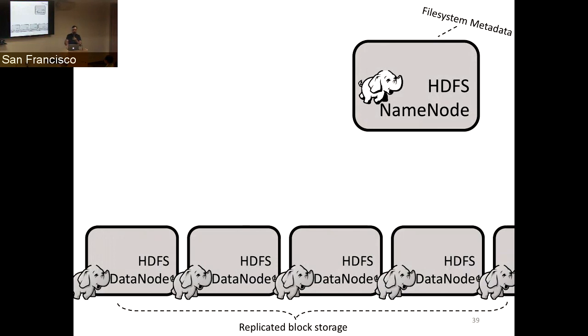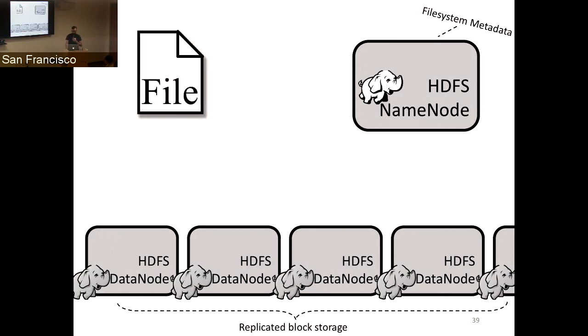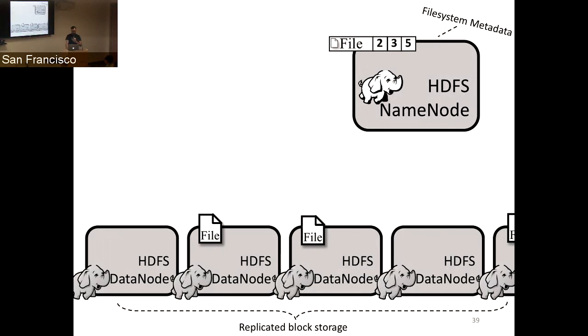HDFS, this is probably well known, but just for review, is something where you need to have multiple copies of every piece of data, so you have multiple replicas. You have all these data nodes, and any piece of data will be on many of them at once. The file is split into pieces, and there's this name node that knows, well, this file is on data node 2, 3, and 5.